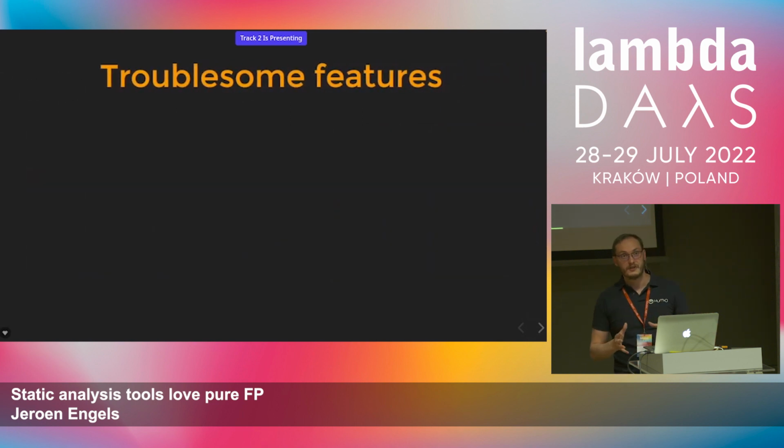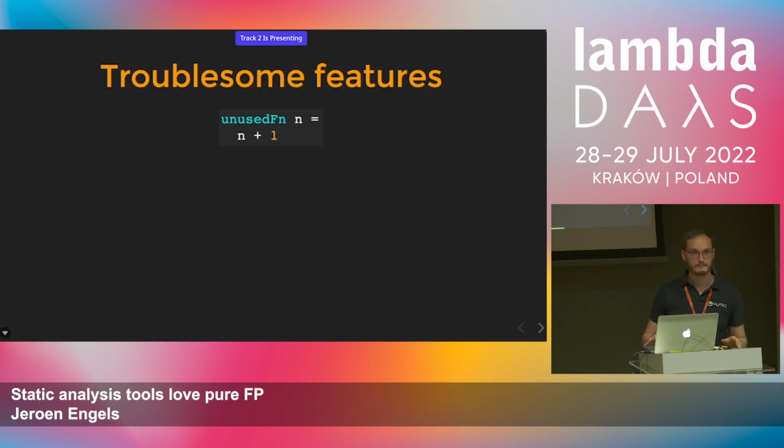This only works if your language doesn't have some troublesome features. When I say troublesome, it's troublesome to people like me who do static analysis. So let's say we have an unused function. We see no reference to it anywhere in the code. So we want to remove it because it looks unused, right?